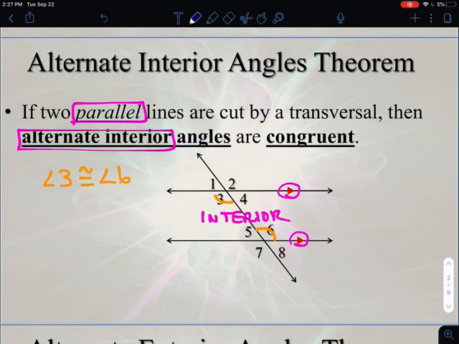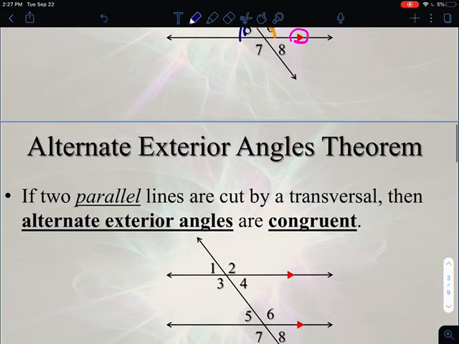We also have other interior angles. So we have angle 4 over here. Angle 4 would pair up with angle 5 as they're on opposite sides of the transversal, but inside the two lines being cut. So angle 4 would be congruent to angle 5. And then those are my only alternate interior pairs in this particular figure. So those are going to be congruent just like corresponding. So then we can use those to set up equations or find missing angles.